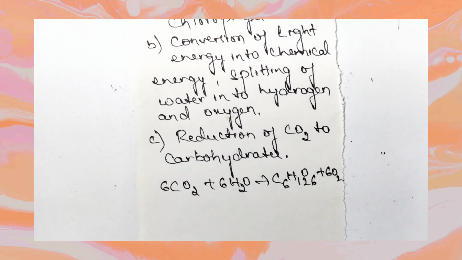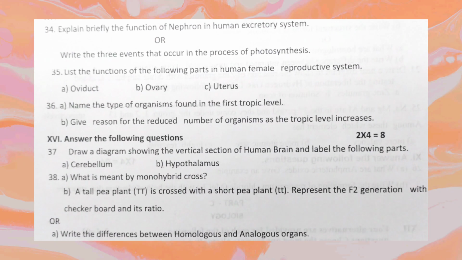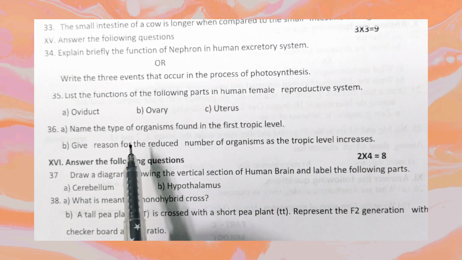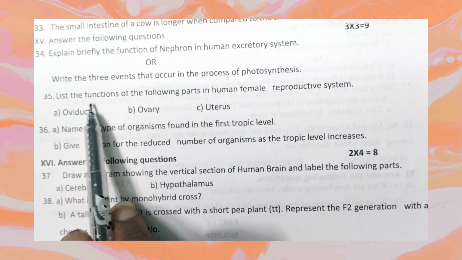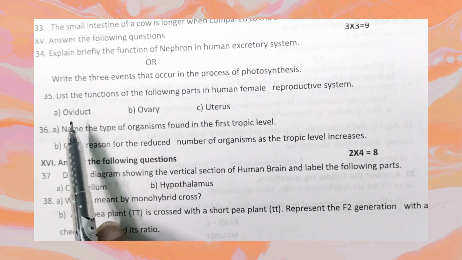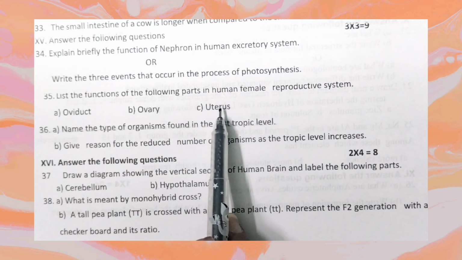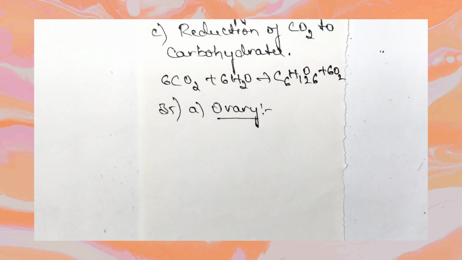So now let us move to the next question. That is the 35th question. Explain briefly, list the function of the following parts in human female reproductive system: oviduct, ovary and uterus. Now let us answer all the three. Now let us first write the function of ovary.